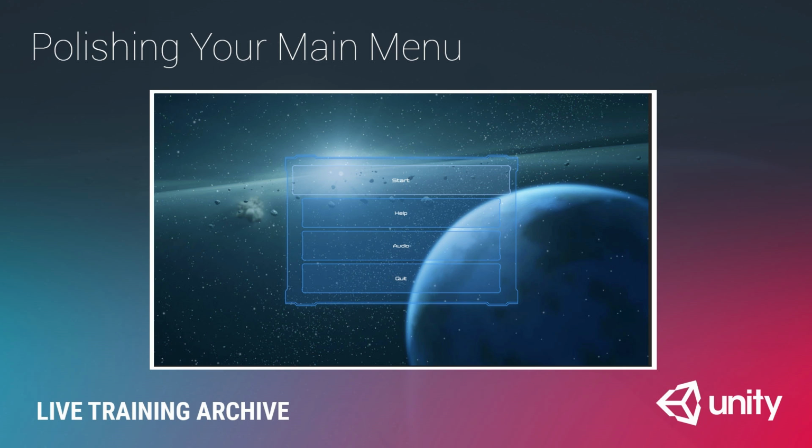So for this live training session, we will be working on polishing your main menu. And what I mean by polish in this case is adding animation and sound to juice up the interactions with your main menu. So little highlight animations, transitions between the panels of the menu, sounds when you interact with things, and should be a lot of fun, not too advanced.